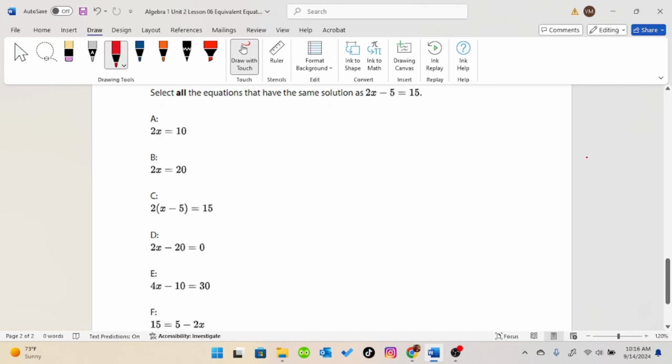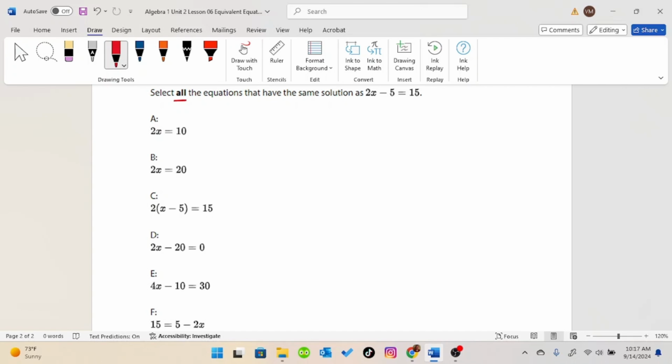Our final practice problem for Lesson 6: select all the equations that have the same solution as 2x minus 5 equals 15. So we have to check every answer because there can be more than one correct solution.